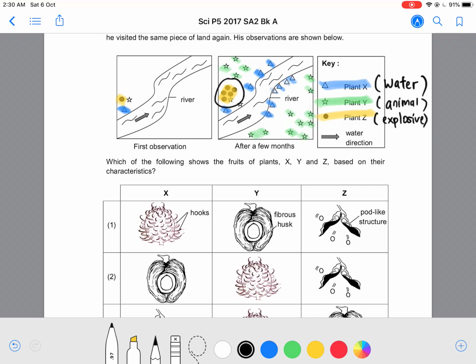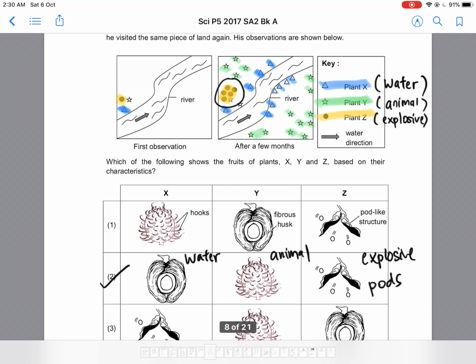Alright, so let's look at the options, and the answer is actually option 2. This one is water because there's a fibrous husk, there's holes for it to float. This one is animal because there's hooks, you can see the hooks. And this one is explosive because anything that is in the pods is explosive in nature. Alright, so the answer is 2.